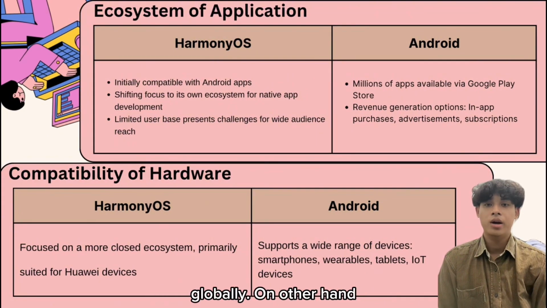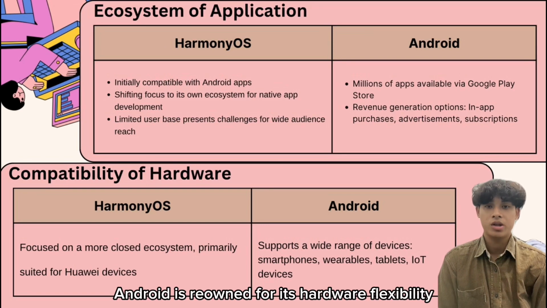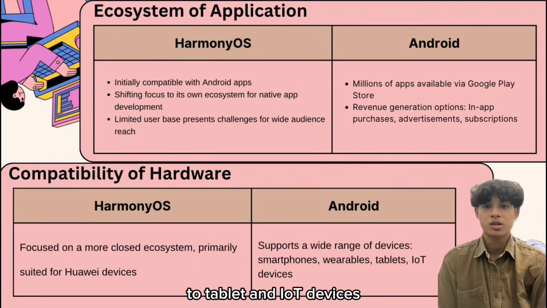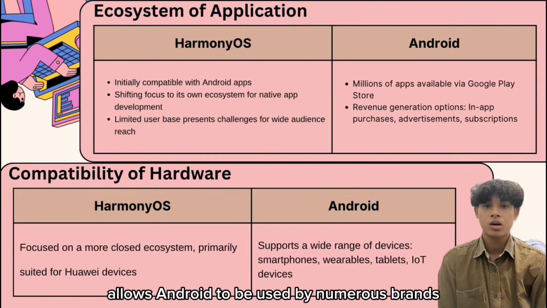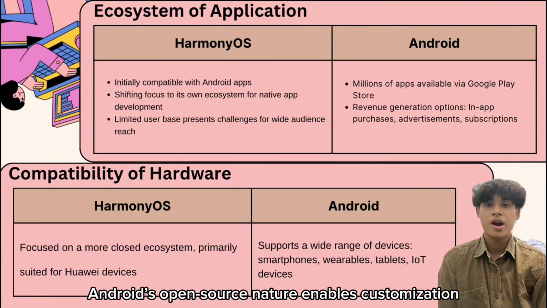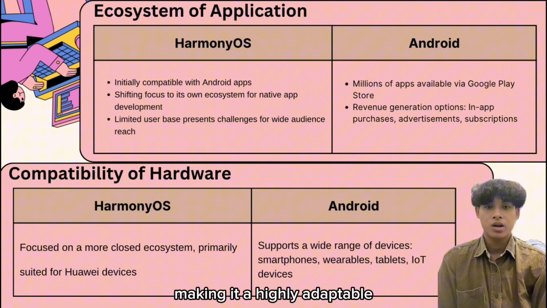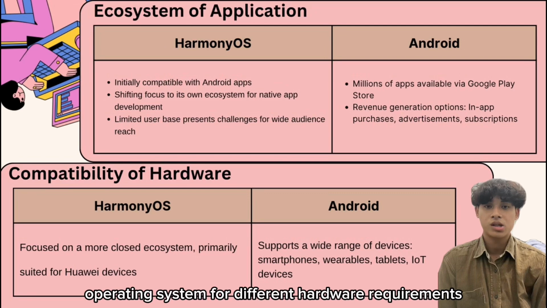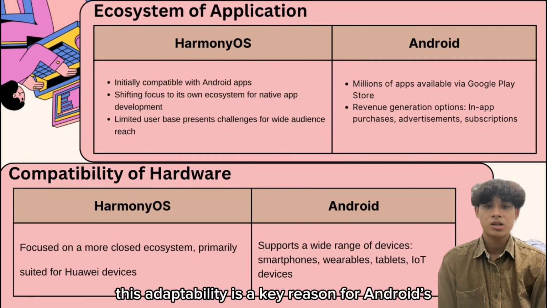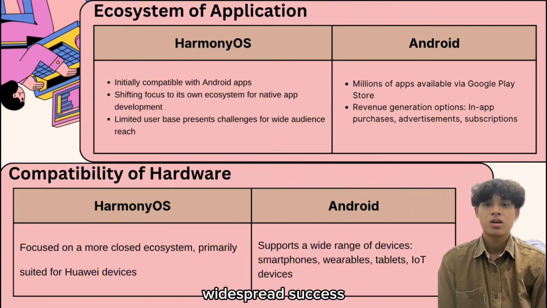On the other hand, Android is renowned for its hardware flexibility. It supports a wide range of devices, from smartphones and wearables to tablets and IoT devices. This versatility allows Android to be used by numerous brands like Samsung, Google, and even smaller manufacturers. Moreover, Android's open source nature enables customization, making it a highly adaptable operating system for different hardware requirements. This adaptability is a key reason for Android's widespread success.